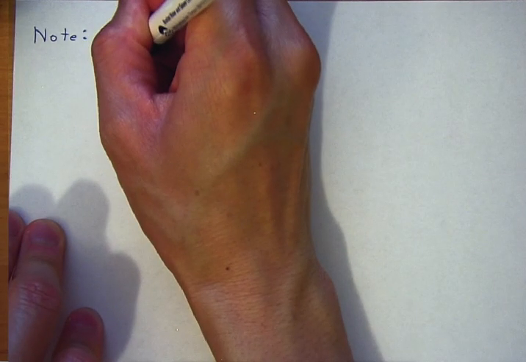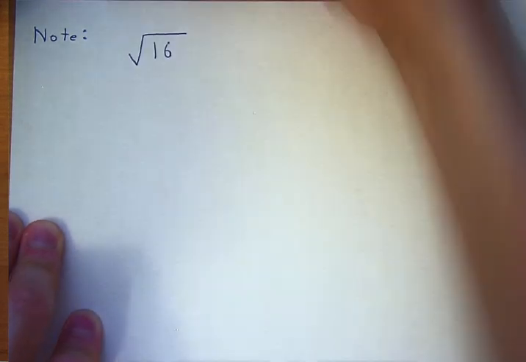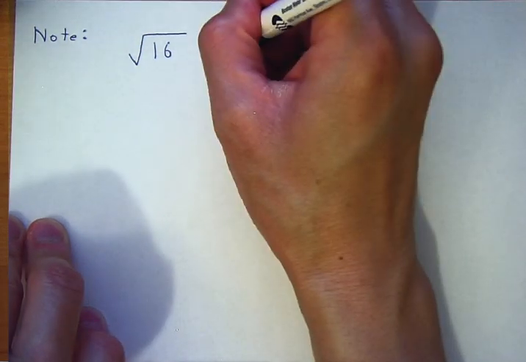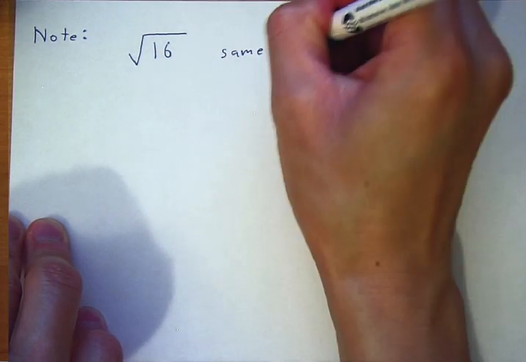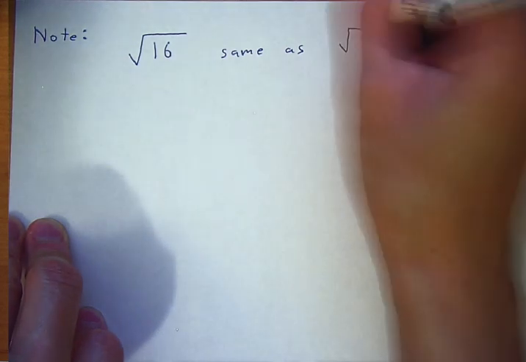One extra thing I want to note is if you end up seeing a root symbol with no number here, that's the same as there being a 2 there.